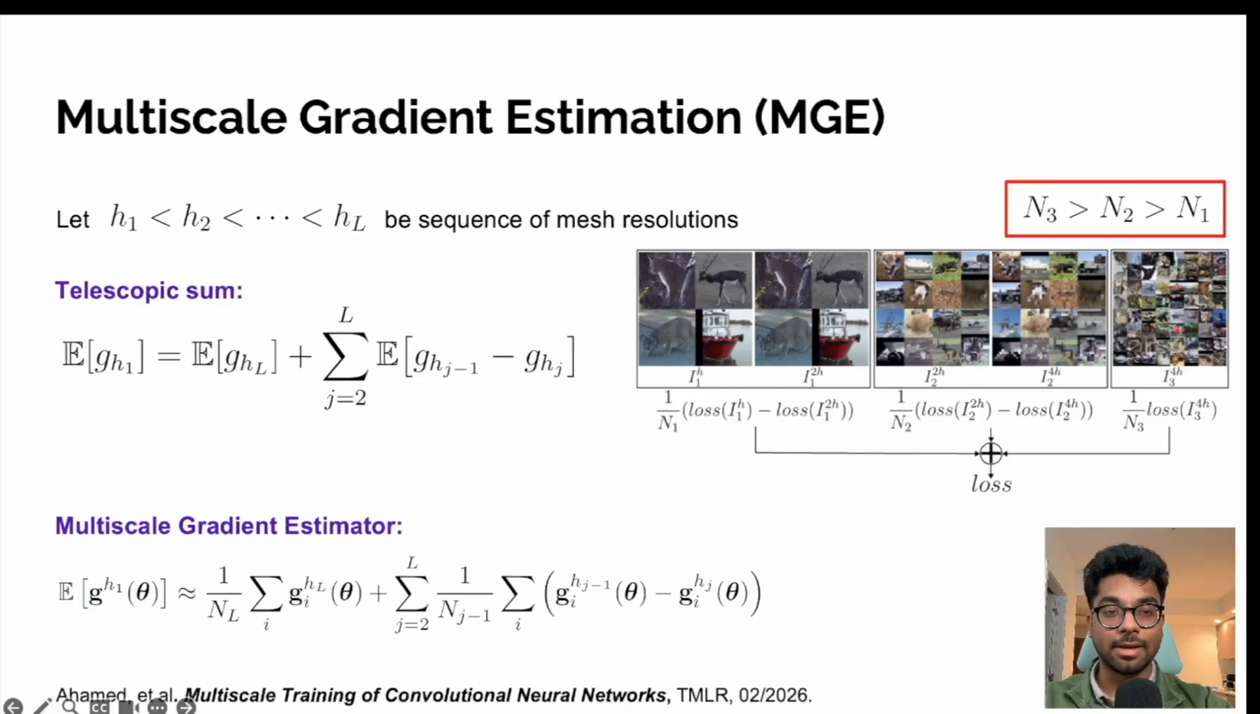In practice, we approximate each term in the telescopic sum using a different batch size. We use a larger batch size at coarser levels because they are cheap to compute, whereas we use smaller batches at fine levels because they are more expensive to compute. This gives rise to our Monte Carlo estimator for the problem, which we call multiscale gradient estimation algorithm, which is the central contribution of our work.